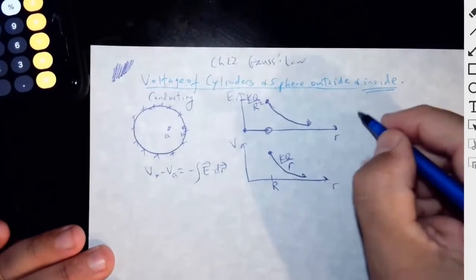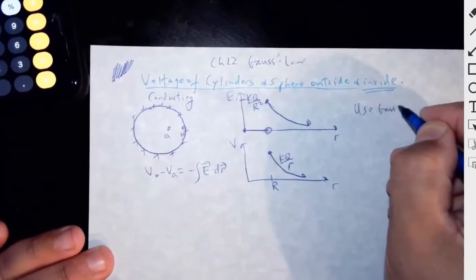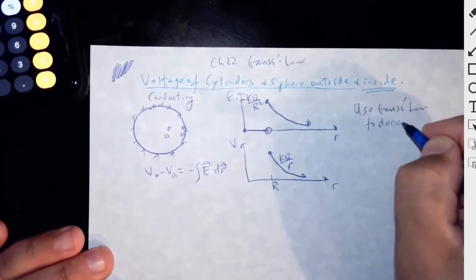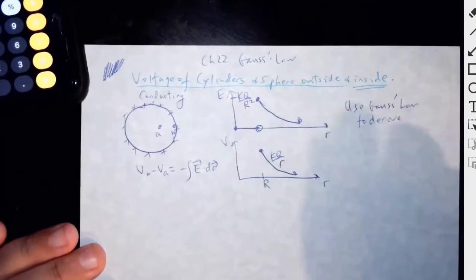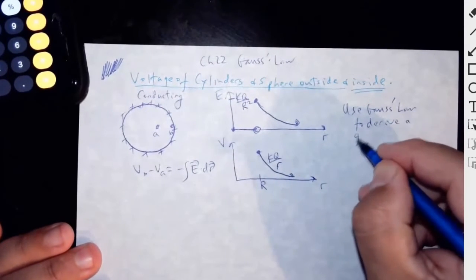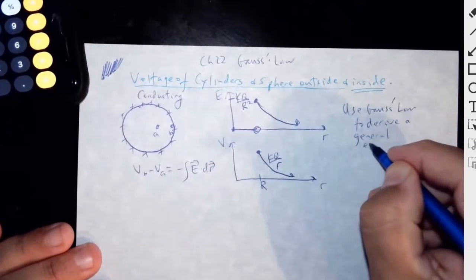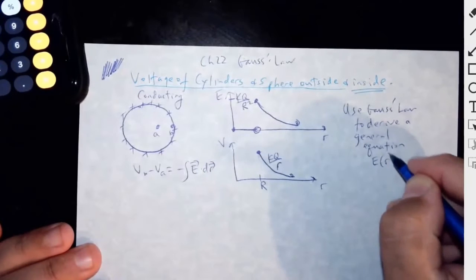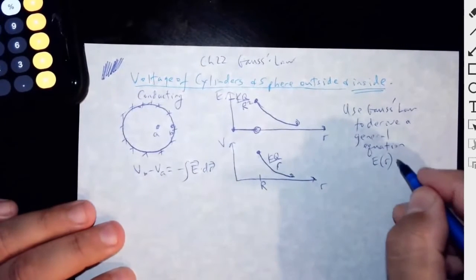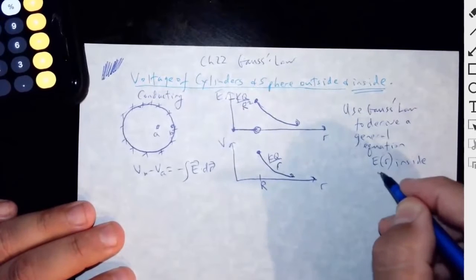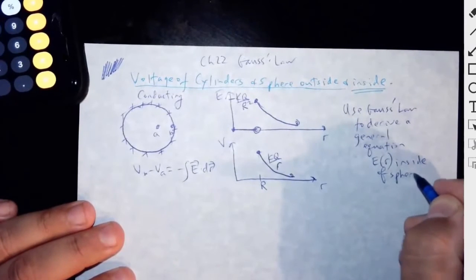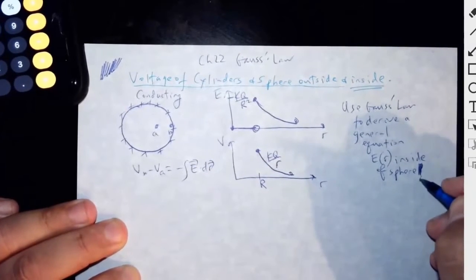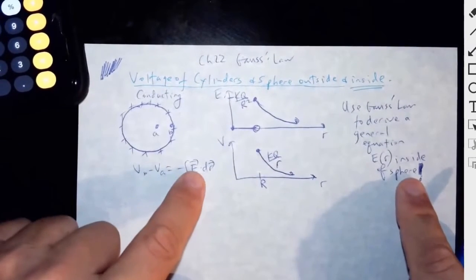Use Gauss's law to derive a general equation for the E field as a function of r inside of the sphere. And then once you do that, you negative integrate it.